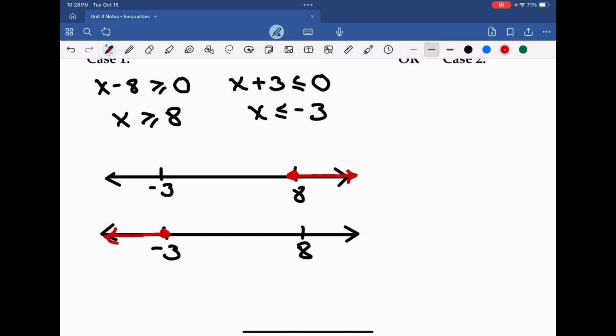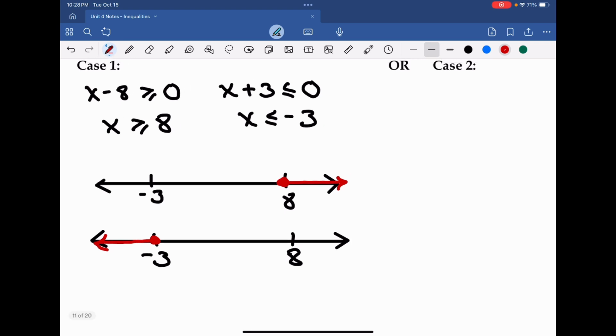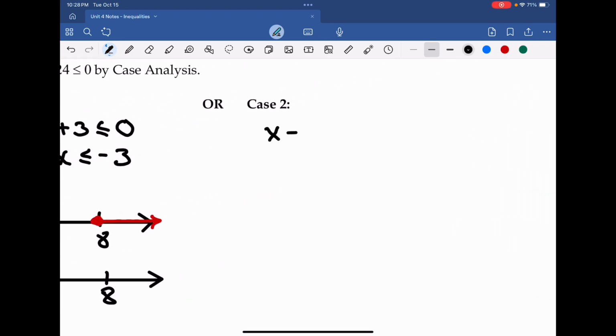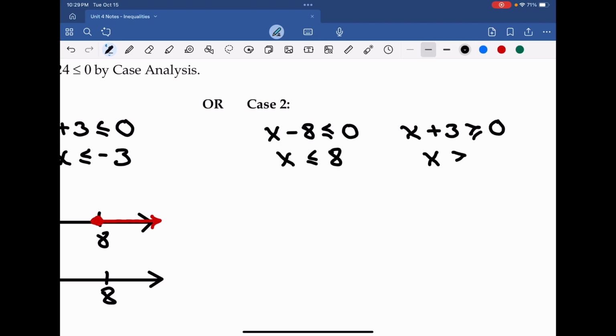Now, in case number 2, we're just going to flip the inequalities and make the x minus 8 the negative case, or where it's less than 0. So it's going to be x minus 8 is less than or equal to 0 instead of greater than 0 this time. And then we're going to set our x plus 3 such that this one is now greater than or equal to 0. Isolating for x, we get x is less than or equal to 8, and x is greater than or equal to -3.